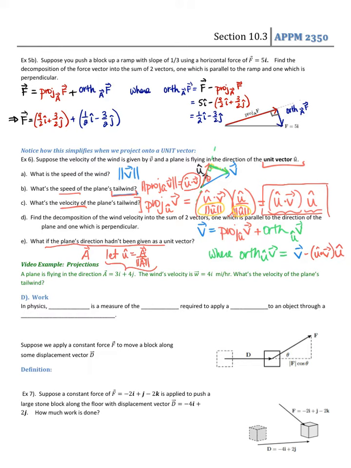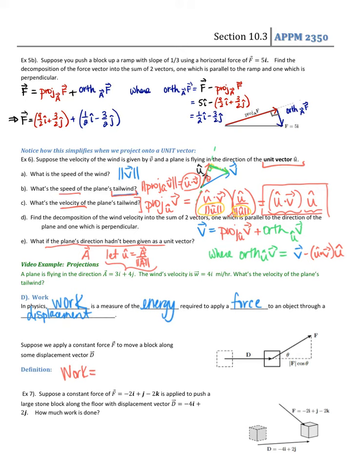Okay, and then the last application is work. And so for those of you that haven't seen work yet, work is a measure of the energy required to apply a force to an object through a displacement. And the definition, usually when I ask students that, the first thing they say is force times distance. That's going to be true if your force is applied in the same direction as the displacement of your object. But here you can see my force is applied at an angle.